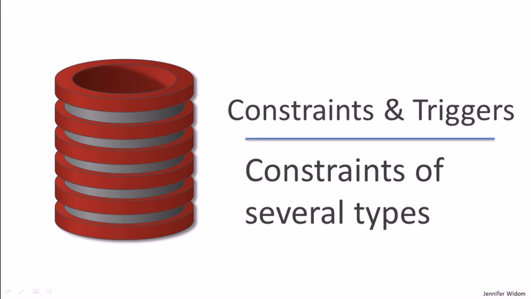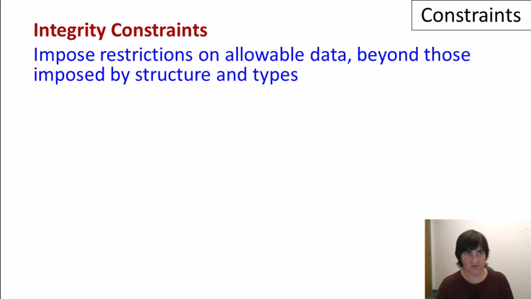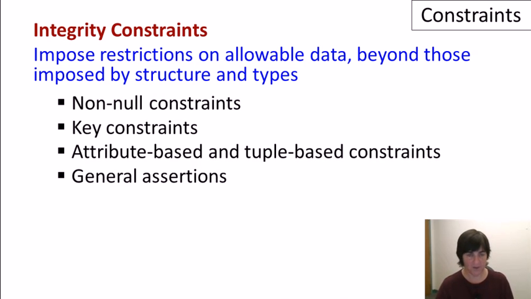In this video, we'll be giving a demo of constraints of several types. As a reminder, constraints, also known as integrity constraints, impose restrictions on the allowable states of a database beyond those that are imposed by the schema that's been defined in the types of the attributes. We have a number of different types of constraints.